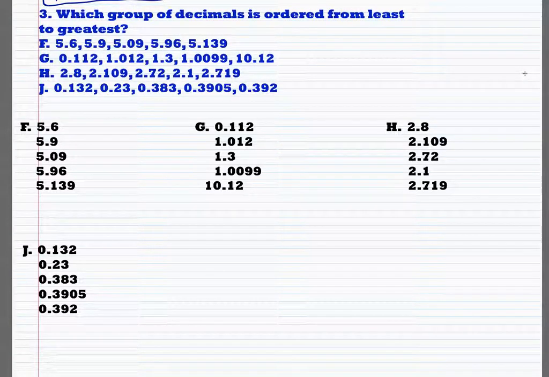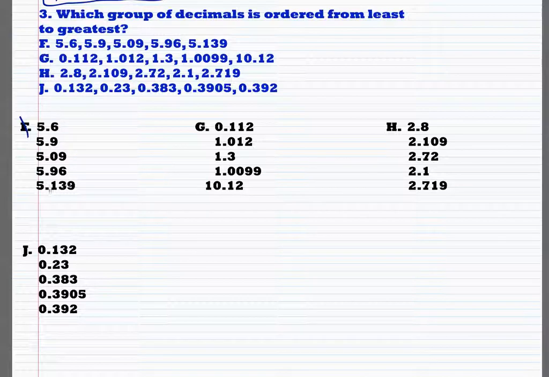A couple different ways we can handle this one, but we'll look at them. So for F, I line up all the decimals here, and I see that all the first digits are 5, so that doesn't really help me out at all. If I move on to the next digits, the numbers in the tens place, these numbers should be in order from least to greatest if this is the right answer, but they're not. You can see I have a 6, a 9, a 0, a 9, a 1, not in the right order, so F isn't the answer.